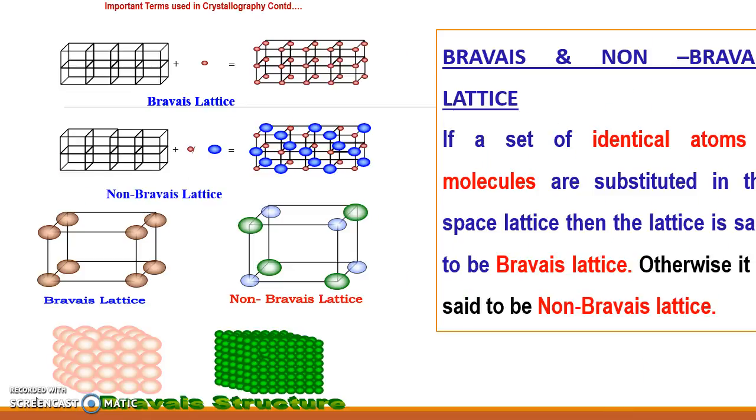Now we define the Bravais lattice. If a set of identical atoms or molecules are substituted in the space lattice, then the lattice is said to be a Bravais lattice. Otherwise, it is said to be a non-Bravais lattice.